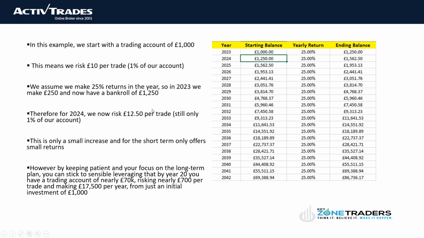But if you're using trading as a wealth generation type of vehicle, if you stay patient, by the time you come to 15, 20 years later, you focus on that long term, you can actually stick to sensible leveraging. And by year 20, you have a trading account of nearly £70,000, risking nearly £700 per trade, and you make £17,500 per year, all from just an initial investment of £1,000 and sticking to that long-term strategy, sticking with the process, sticking with that patience.